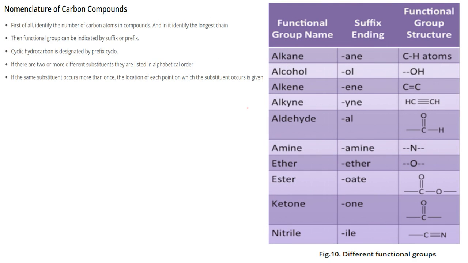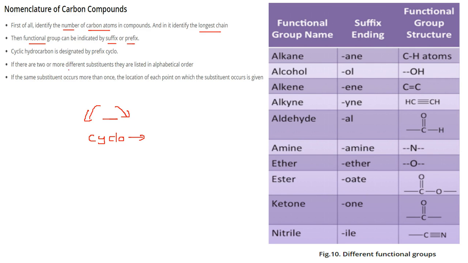How do we name the carbon compounds, the nomenclature of carbon compounds? First of all, we have to identify the number of carbon atoms in the compound. Then we need to identify the longest chain. Then depending upon the functional group, we assign the suffix and prefix. See, this is the name, suffix comes here, prefix comes here. So cyclic hydrocarbons are often given the prefix cyclo, then the name comes.